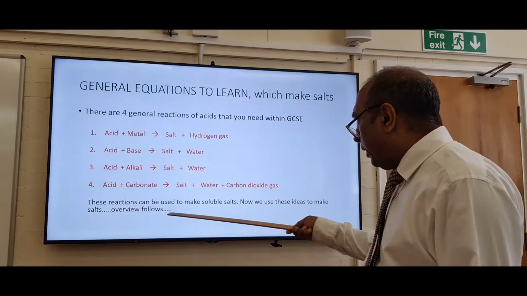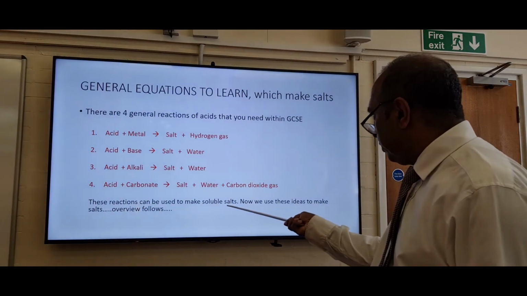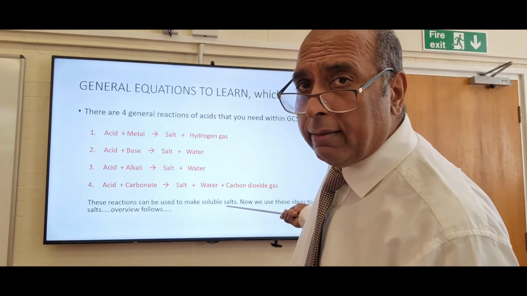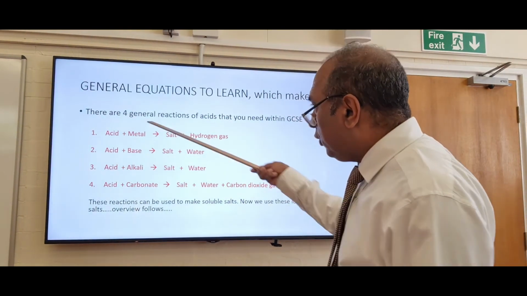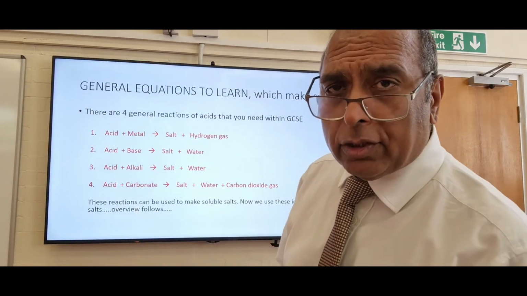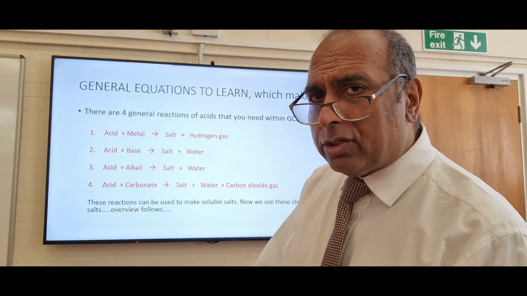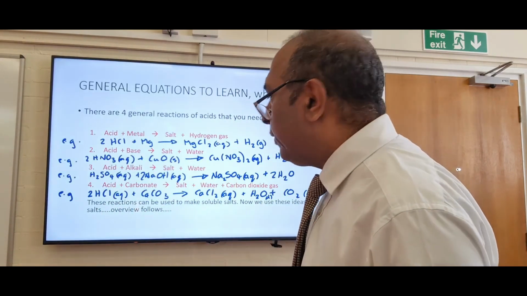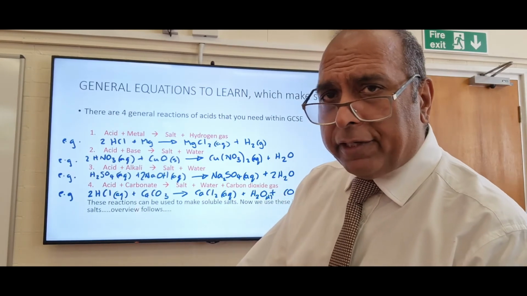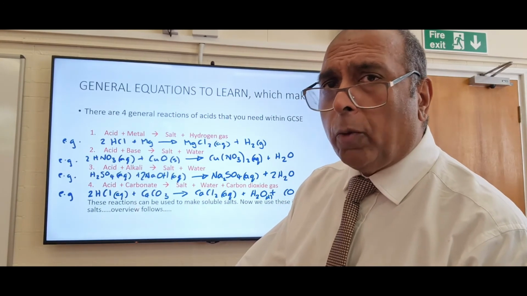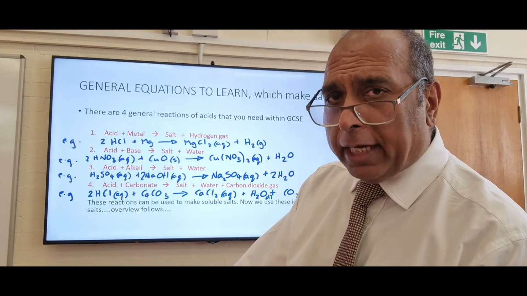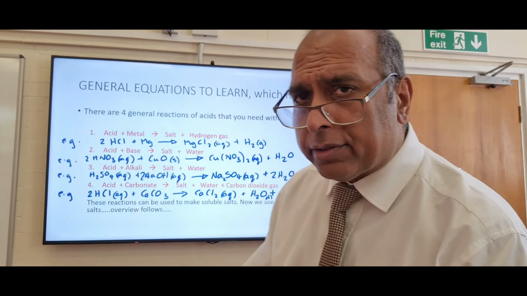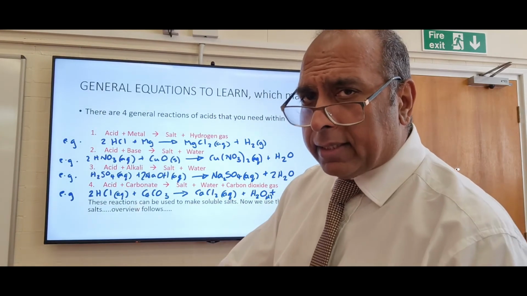So these reactions can be used to make soluble salts. Now soluble salts are salts that will dissolve in water. Well, what about salts that don't dissolve in water? Well, we have a particular method for how we do that. And my next video will be a method called precipitation, where I explain the first of our 3 main methods for making salts. And we'll do precipitation next video.